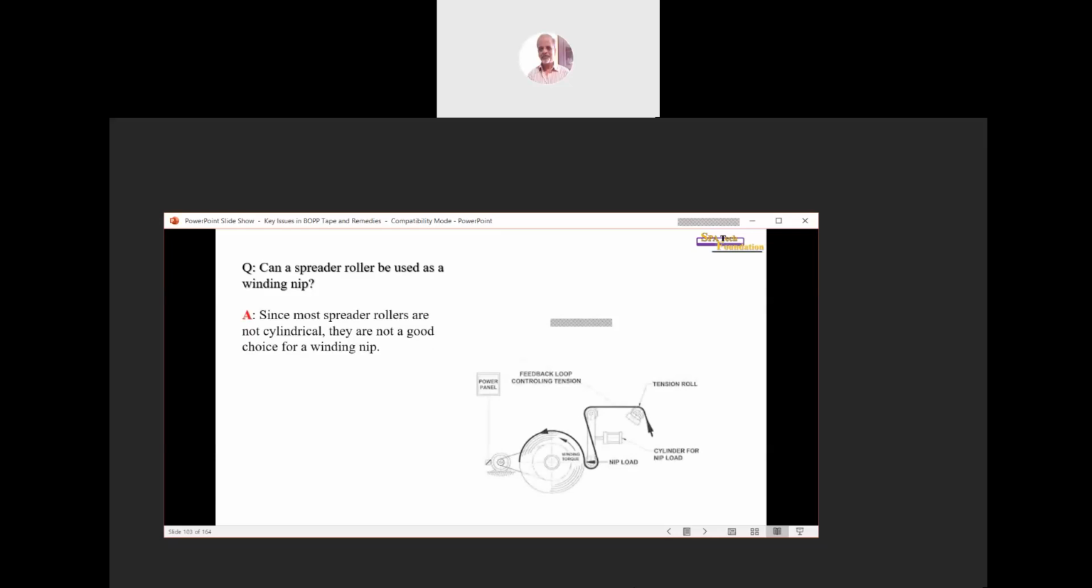Can a spider roll be used as a winding nip? Here is an example of a tension roll as well as a nip roll. Since most spider rolls are not cylindrical, they are not a good choice for a winding nip. If you need to ensure lateral tightness at winding, use a spider roll just upstream of the winding nip. If the web is flat on the winding nip, it will be flat entering the roll.